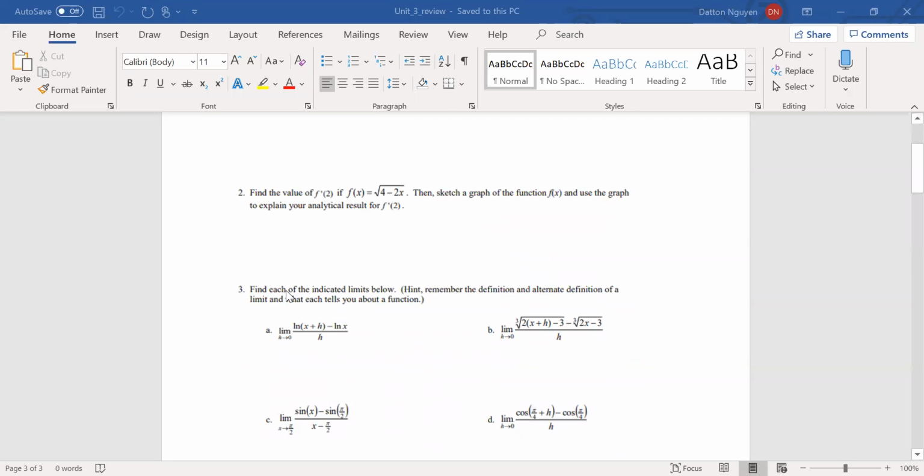Remember this, find each of the indicated limits below. You look at this and think, oh God, limit expressions. What does this really mean? Okay, here's the thing.